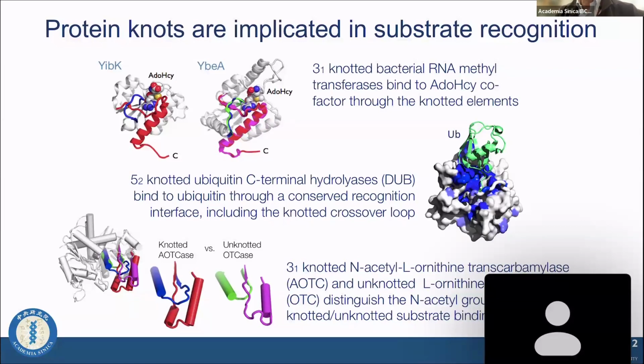There are some curious examples in nature where, within the big family, some of the family members are knotted and the other family members are not knotted, as I highlighted in the bottom. So there is AOTCase, it is knotted, this red helix threads through this blue loop, but the majority of these family members are not knotted. So you will see there is a shorter loop shown in green, and this magenta loop and helix are not threading through this loop.